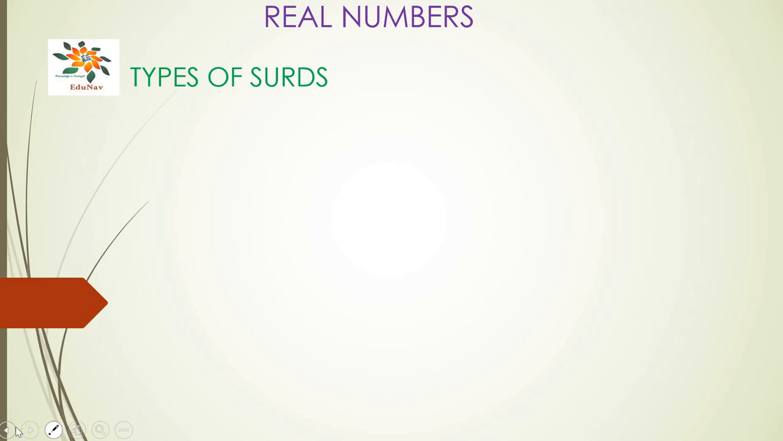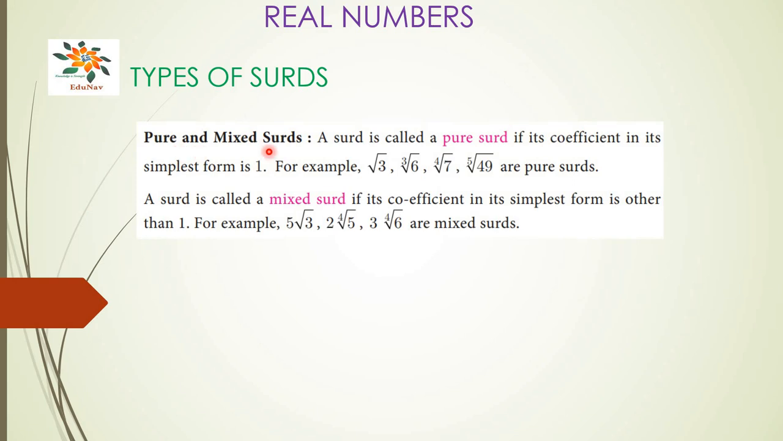Dear students, in this session, we shall learn about different types of surds under real numbers. Pure surd. A surd is called a pure surd if its coefficient in its simplest form is 1.